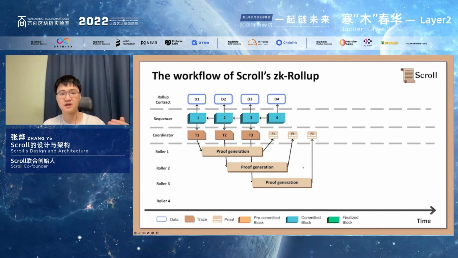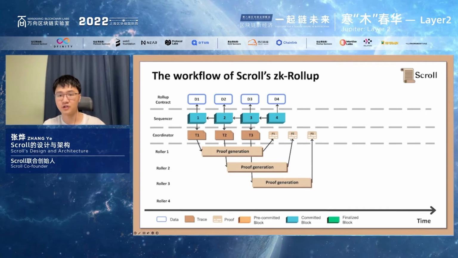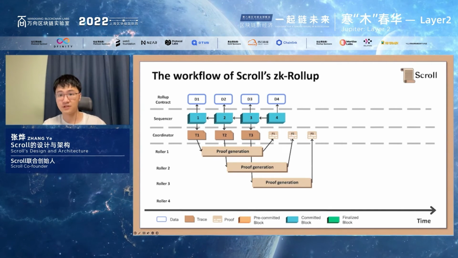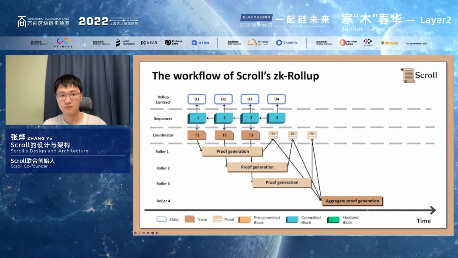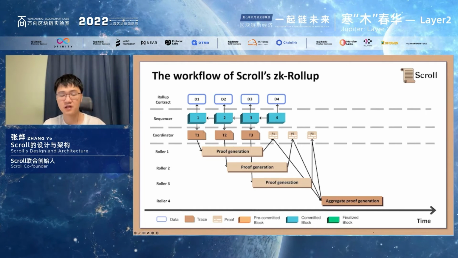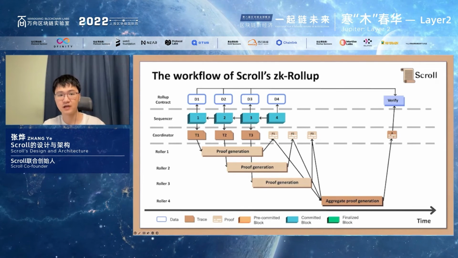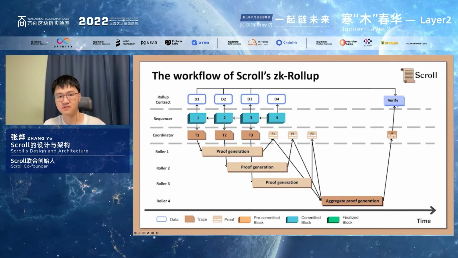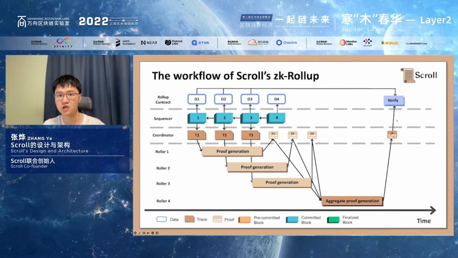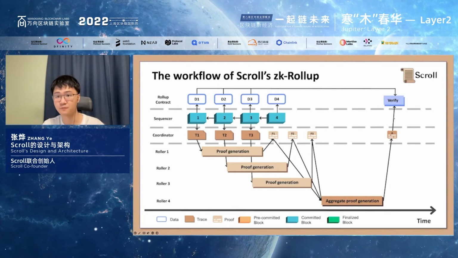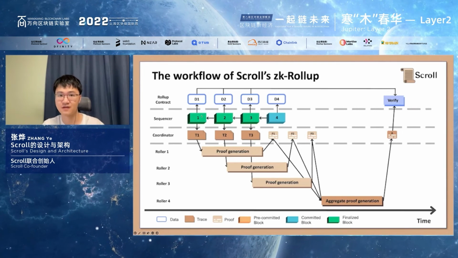Finally, after they have generated the proofs, the rulers will send the proofs back to the coordinator. The coordinator will verify the proofs and assign them to another ruler to run the proof aggregation algorithm. Similarly, it will generate one proof to prove that all the previous proofs are valid. Finally, the coordinator will submit this aggregated proof on the layer 1 rollup contract for verification. This verification contract will take all the previous data and this proof to verify that it's correct, and then your transaction gets finalized.